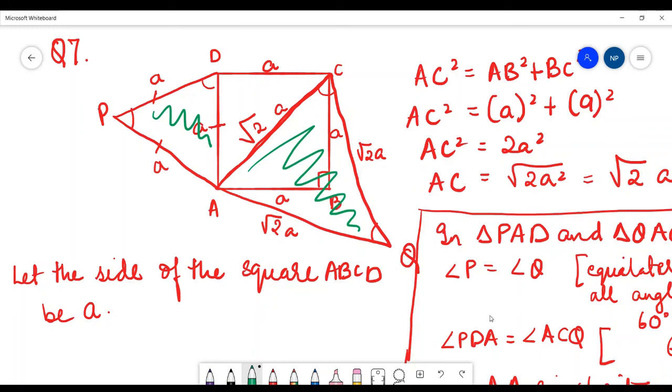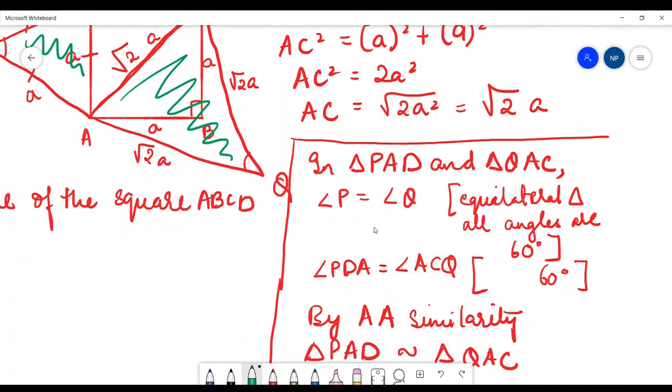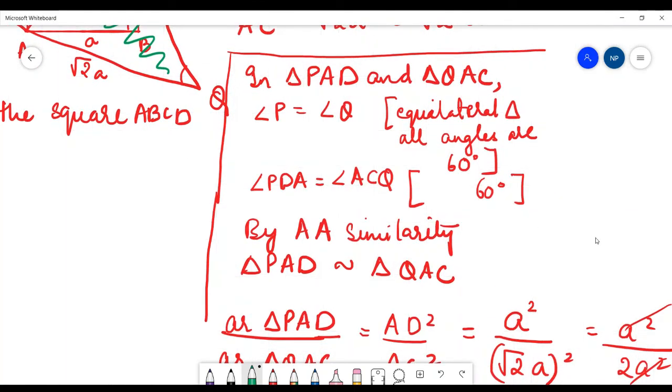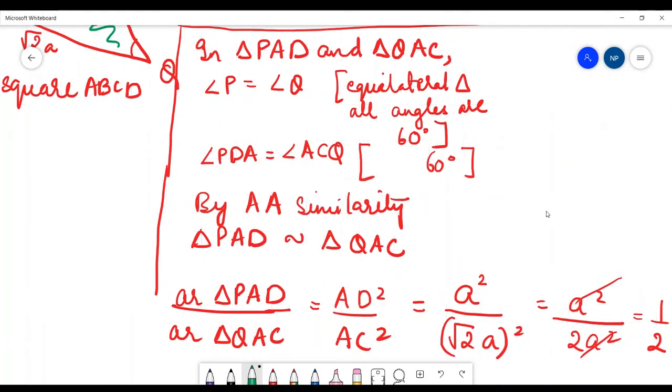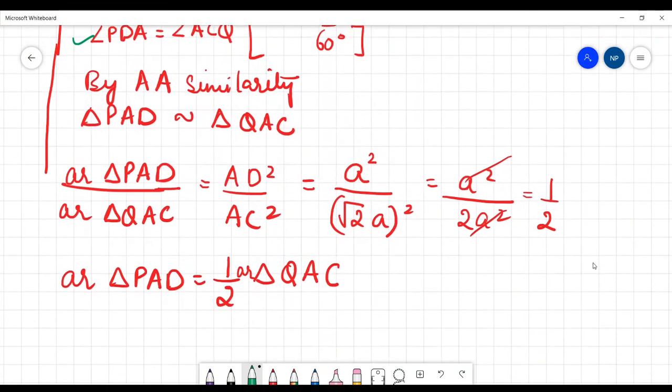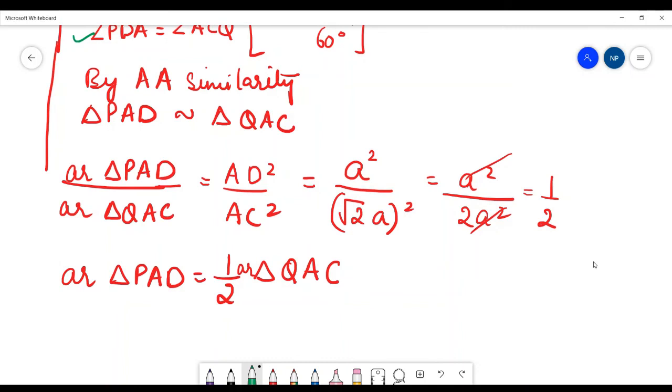Then we also proved that, it is given that both the triangles are equilateral. So we know that all the angles will be 60 degrees. So we had taken any two angles and we had taken this double A similarity criterion and proved that the two triangles are similar. Now that the two triangles are similar, the ratio of the areas of the two triangles is equal to the square of the ratio of the corresponding sides. We have taken any two sides over here.